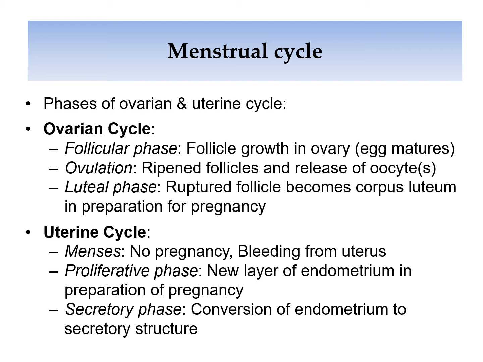Whereas the uterus undergoes the uterine cycle, and it also has three phases. The first phase is menses, where there's bleeding from the uterus and there's no pregnancy. Then the endometrium starts growing, and that's called the proliferative phase. And finally, the endometrium has grown, and now it's not just a layer, but it is also secreting various different types of materials, and that is the secretory phase.